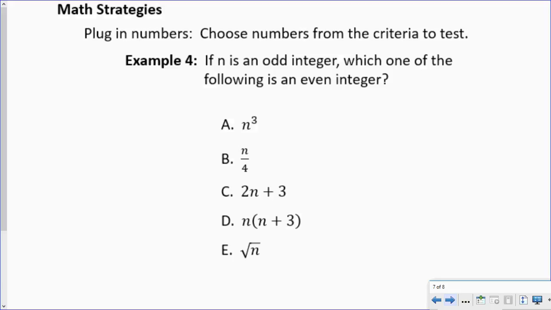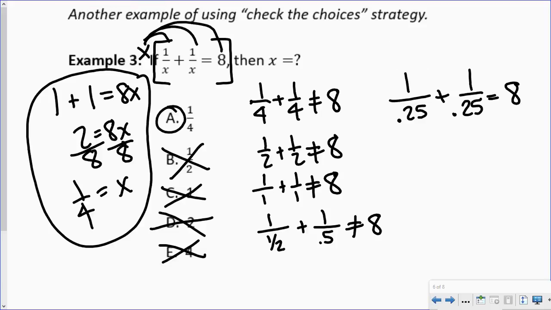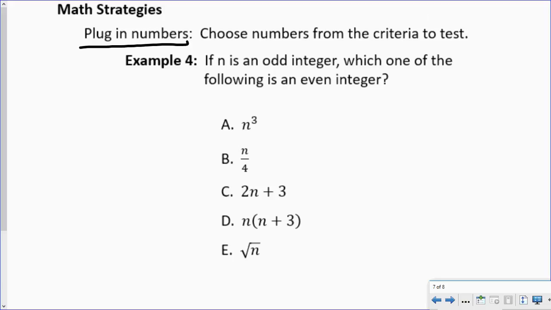This is where we choose numbers. So we're going to choose numbers from the criteria to test into the choices. So the other one, we were taking the choices and plugging them into the given information. Here, we're going to take the given information and plug it into the choices. So it says if n is an odd integer, which of the following is an even integer?